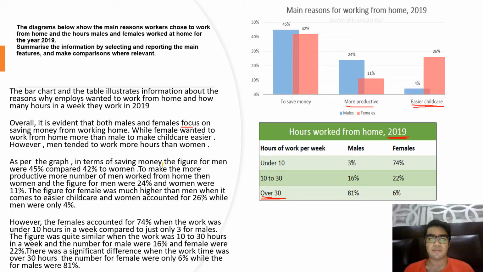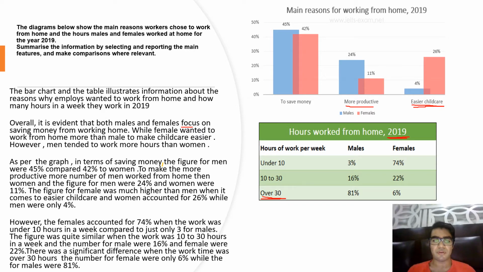As per the graph, in terms of saving money, comma, the figure for men were 45%, good, compared 42%. Now this is also incorrect. Compared to 42% for women. You shouldn't say were 45% compared 42% to women. Say as per the graph, in terms of saving money, the figure for men were 45% compared to 42% for women. You have used for men, so use for women. Don't say to women. Say compared to 42% for women.